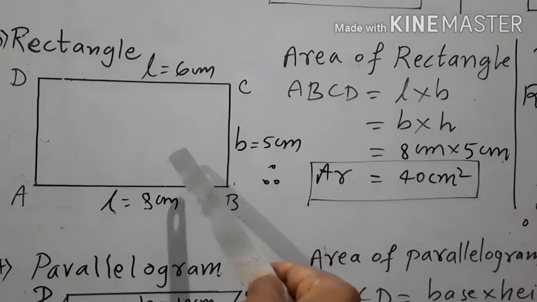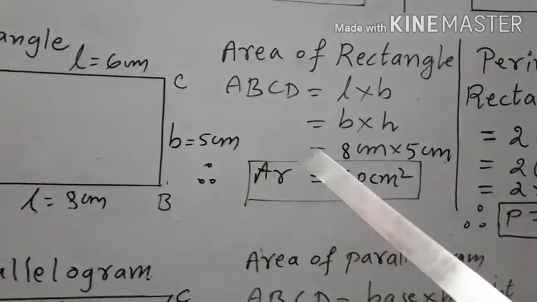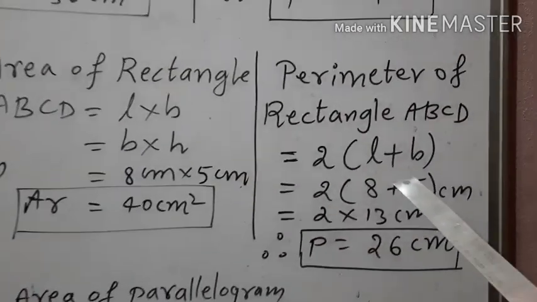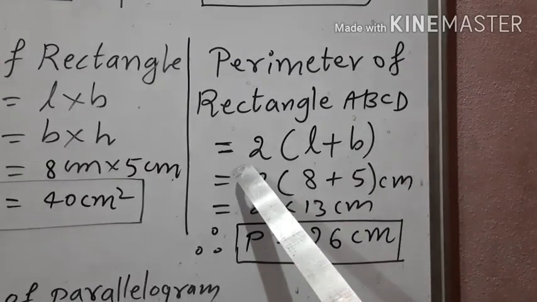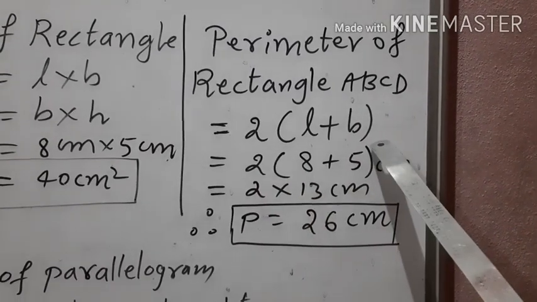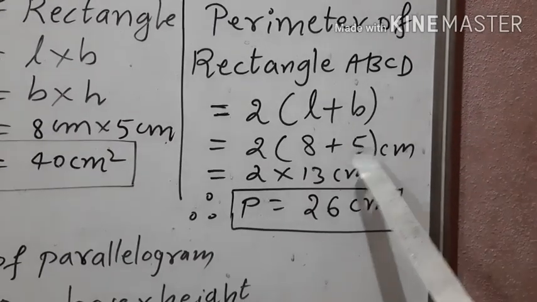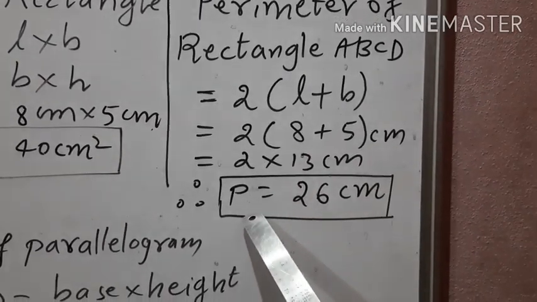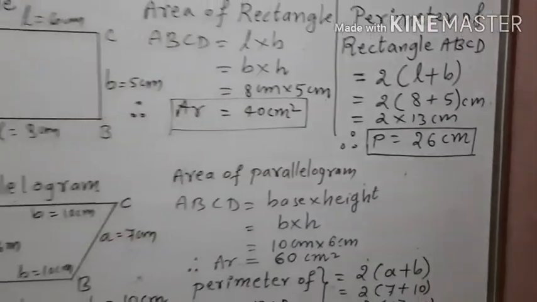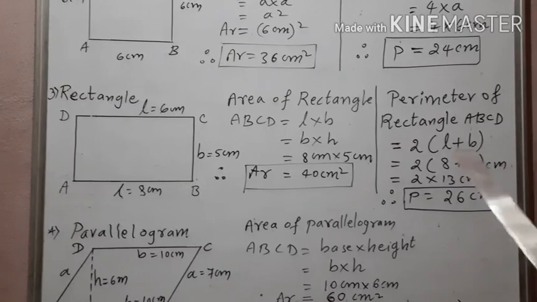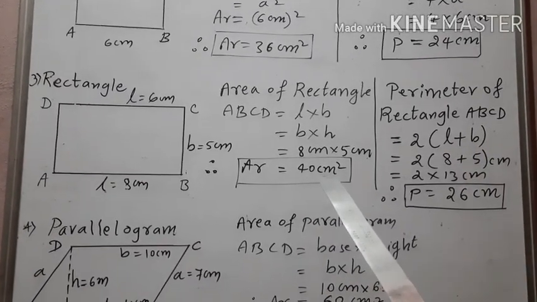But how many 1 centimeter squares you can fix inside, that is its area. Therefore let us find the perimeter. The formula to find out the perimeter of the rectangle ABCD is 2 times (L plus B). Here length is 8 centimeter, breadth is 5 centimeter. 8 plus 5 is 13. 13 2s are 26 centimeter. Therefore perimeter of this rectangle is 26 centimeter and area is 40 centimeter square.